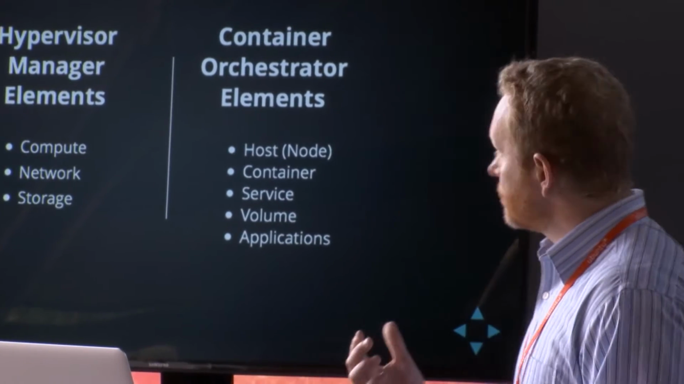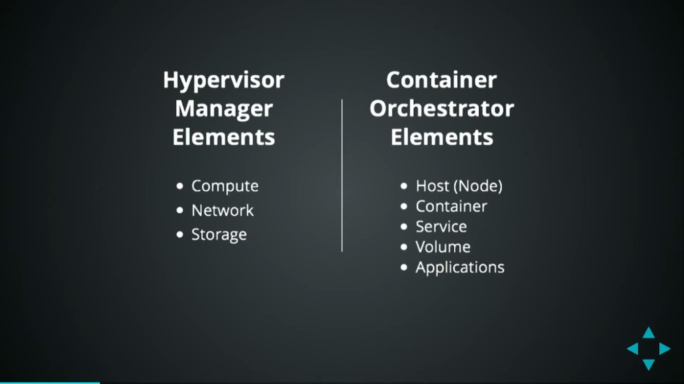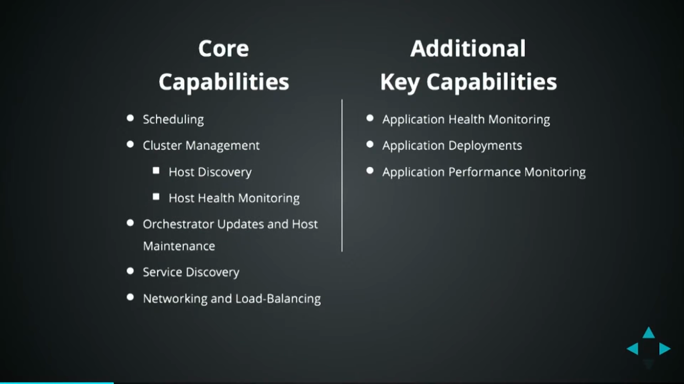So, since we're at the OpenStack Summit, I think it's appropriate to reflect and maybe make a comparison between the orchestrated elements that you'll find in an IaaS-oriented system or a VM-oriented system versus the elements that are orchestrated within a container system. Really, ultimately, it's the same underlying hardware, compute, network, and storage, but the nomenclature has changed a little bit. In this case, it's hosts, containers, services, volumes, applications. That's certainly not the entirety of the vernacular used there, but those are some of the key elements.